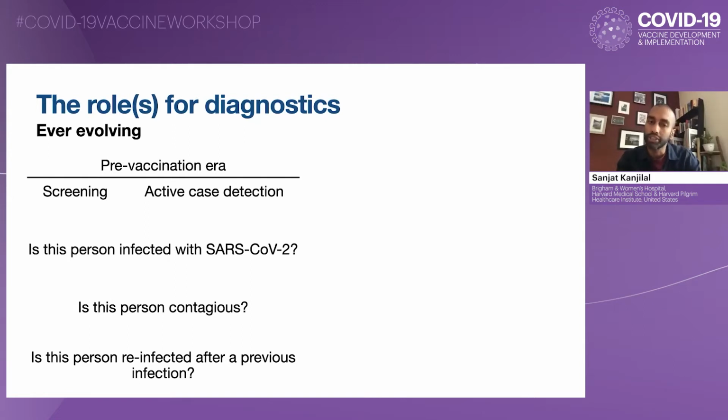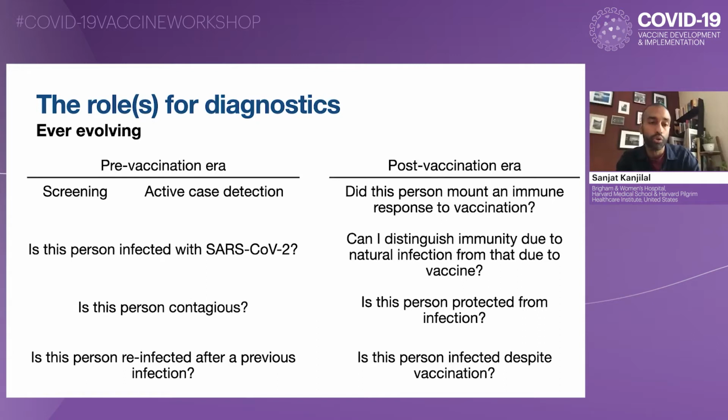And the types of questions that diagnostics in the pre-vaccination era were concerned with included whether this person is infected with SARS-CoV-2. If they are infected, is this person contagious with SARS-CoV-2, or are they in the recovery period and not contagious? Or is this person reinfected after a previous infection, or do they have signs and symptoms of a persistent infection over time?